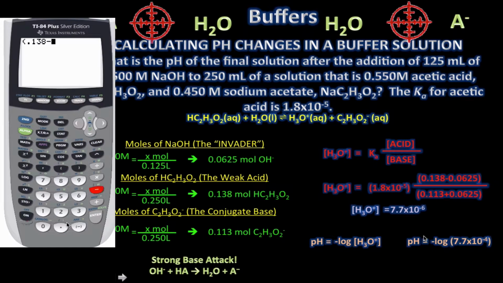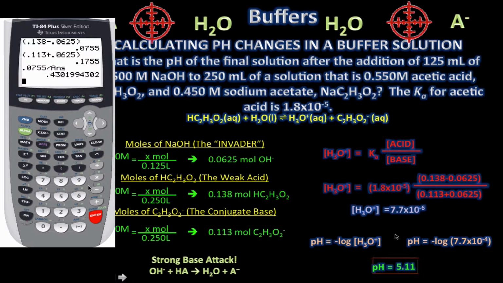Parentheses 0.138 minus 0.0625 close parentheses enter. New parentheses 0.113 plus 0.0625 close parentheses enter. 0.0755 divided by second answer times new parentheses 1.8 second E negative 5 close parentheses enter. Negative log second answer enter.